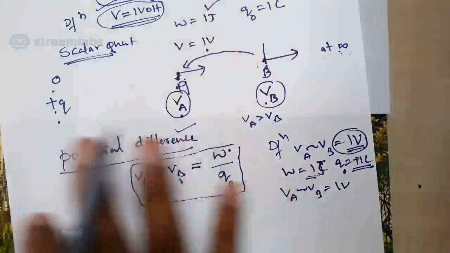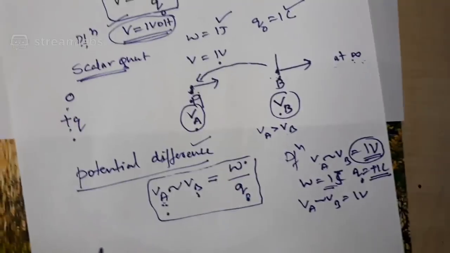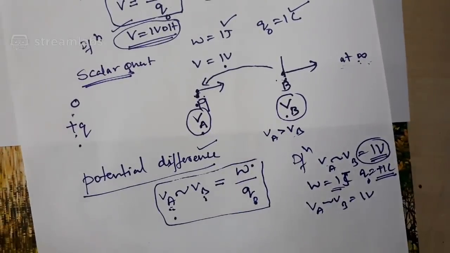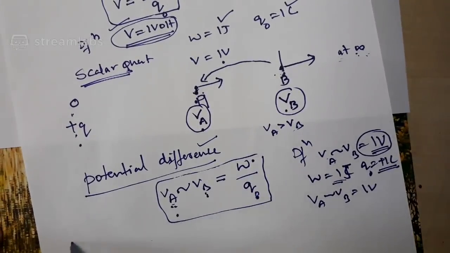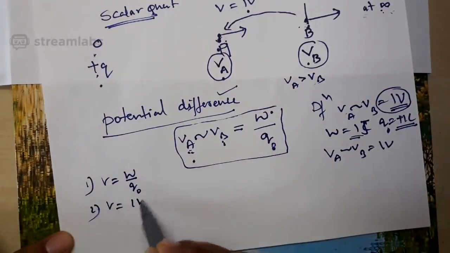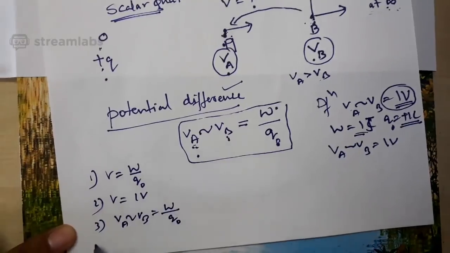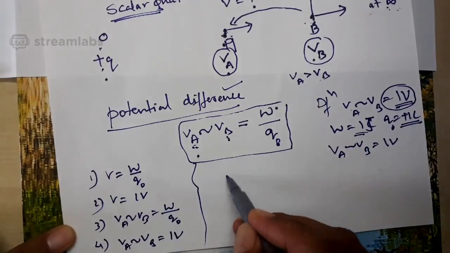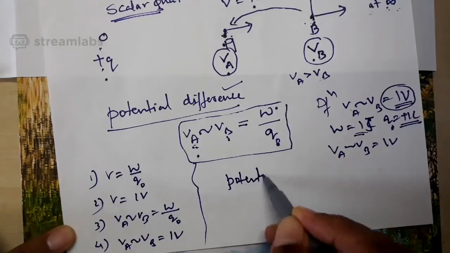Now, from whatever I am discussing from past 20 to 25 minutes, you can highlight few things. One is, as I said, definition of electric potential at a point. Next one is defining electric potential at a point as 1 volt. Next one is potential difference between the 2 points. And next one is potential difference between the 2 points as 1 volt. Along with that, the point to be noted is potential is a scalar quantity.